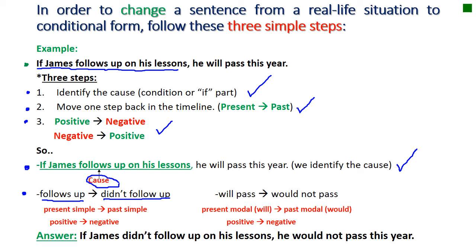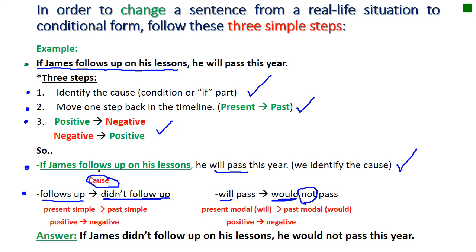Now the next part, also will pass. I have to change all the positives to negatives and all the negatives to positives. Will pass. Will of course becomes would. Will is a present modal. It becomes a past modal, would. Positive becomes negative, will pass, will not pass.